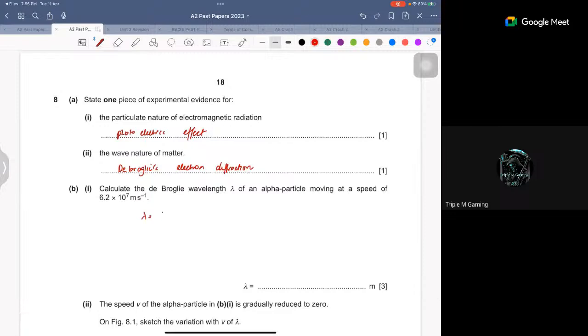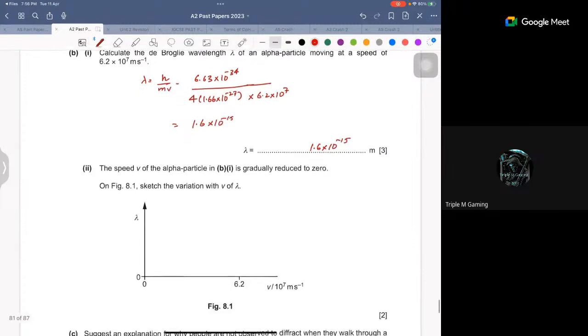So it is h over mv. h is 6.63 times 10 raised to minus 34. Mass of alpha particle is 4u, which is 1.66 times 10 raised to minus 27 each, and the velocity is 6.2 times 10 raised to 7. What do you get? 1.6 times 10 to the power of minus 15. Yes. Okay, that seems about right.